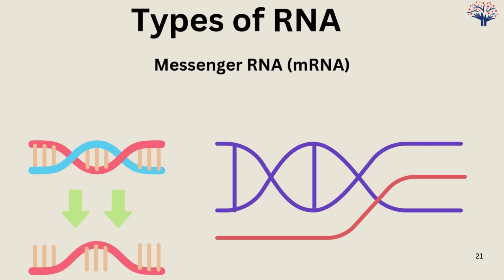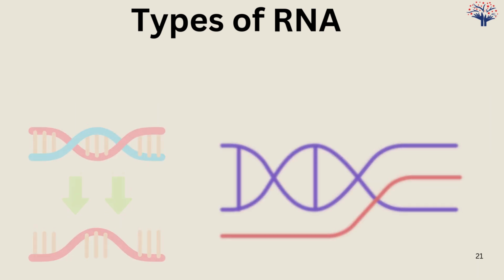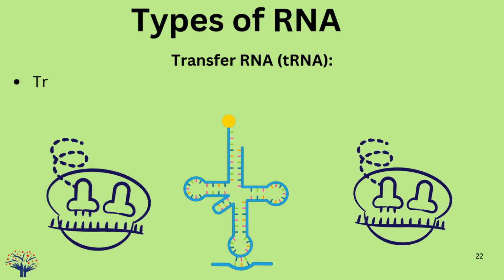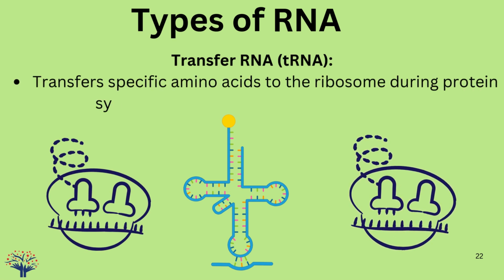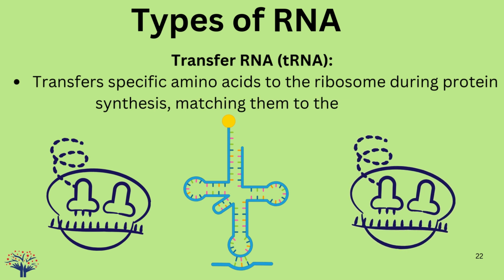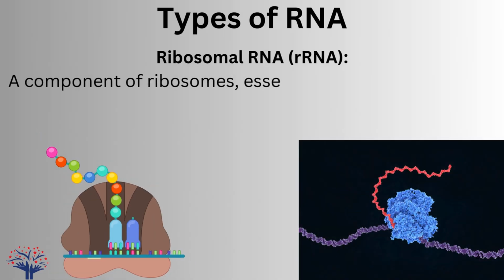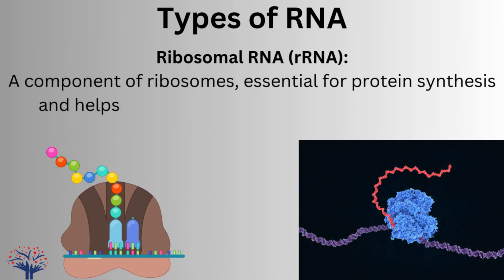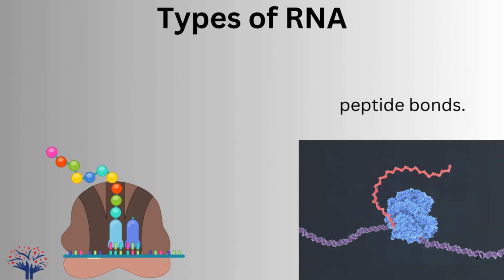Types of RNA. Messenger RNA, or mRNA, carries genetic information from DNA to the ribosome for protein synthesis. Transfer RNA, or tRNA, transfers specific amino acids to the ribosome during protein synthesis, matching them to the mRNA code. Ribosomal RNA, or rRNA, is a component of ribosomes, essential for protein synthesis, and helps catalyze the formation of peptide bonds.